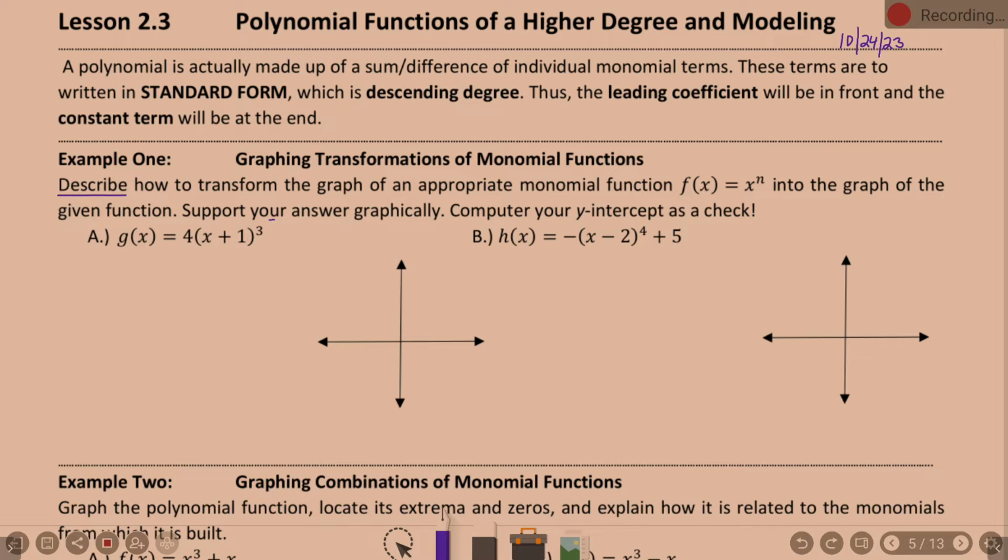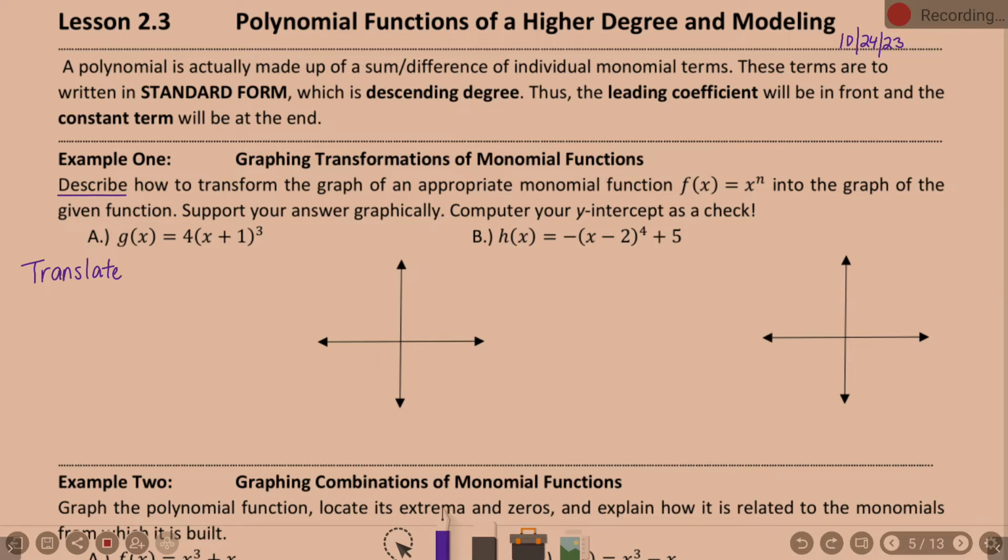x to the third. Okay, so when I write out my description, I am going to mention that this is x to the third. So we're going to translate that graph left 1. And that's the graph of y equals x to the third, and vertical stretch by a factor of 4. So I'm going to write this in words, and then we'll actually make it happen.